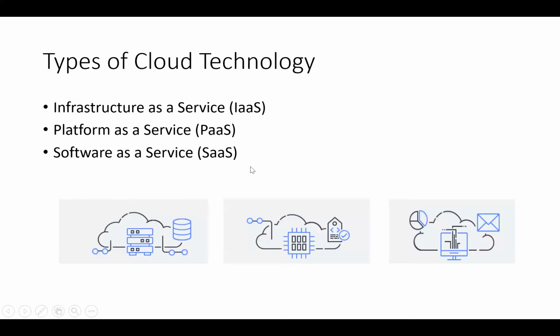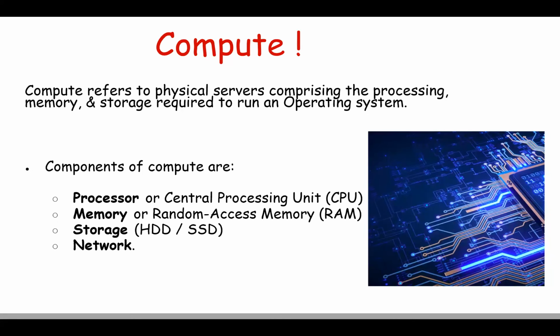Okay. So there are types of clouds available: infrastructure as a service, platform as a service, software as a service. We know infrastructure as a service, we know software as a service, we know there are various types of software which we use from service providers. Okay, right. So let's go deeper into the CPU and all, right?